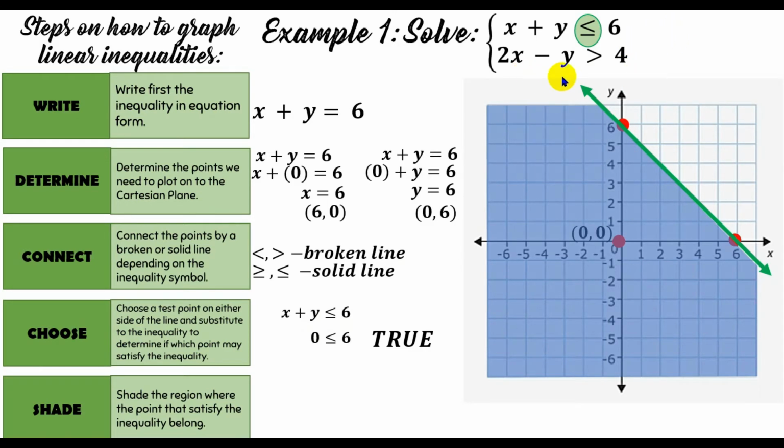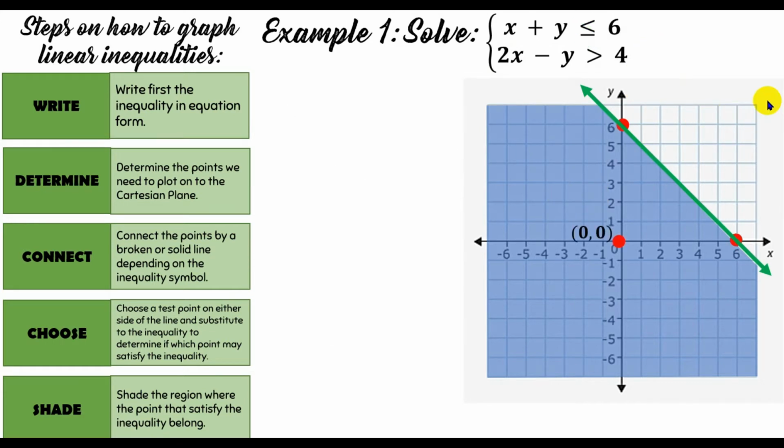And since we have here another linear inequality, we have to graph it also on the same Cartesian plane. Dahil nga system sila, sa isang Cartesian plane sila dapat i-graph. So, let's have our second linear inequality: 2x minus y is greater than 4. So, magiging 2x minus y is equal to 4. And since 4 can be divided by positive 2 and whole number naman yung magiging result, we can still use the x and y intercept.